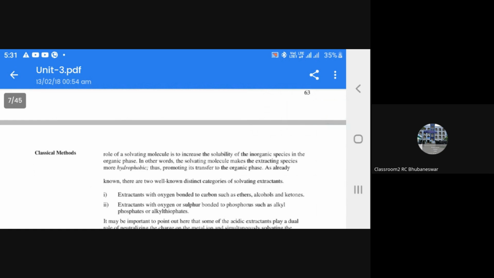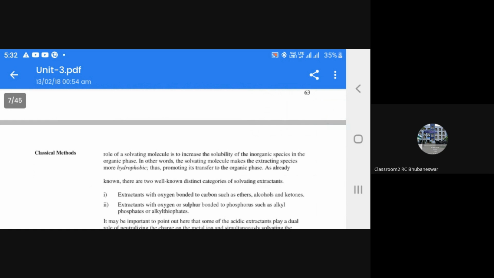So in this case, the neutral inert molecule complexes by electron donor containing extractants. A large number of solvent extraction systems are available. The basic role of a solvating molecule is to increase the solubility of the inorganic species in the organic phase. If the molecule is solvated, then a large amount of it will be soluble, or the solubility will increase. In other words, the solvating molecules make the extracting species more hydrophobic, thus promoting its transfer to the organic phase.